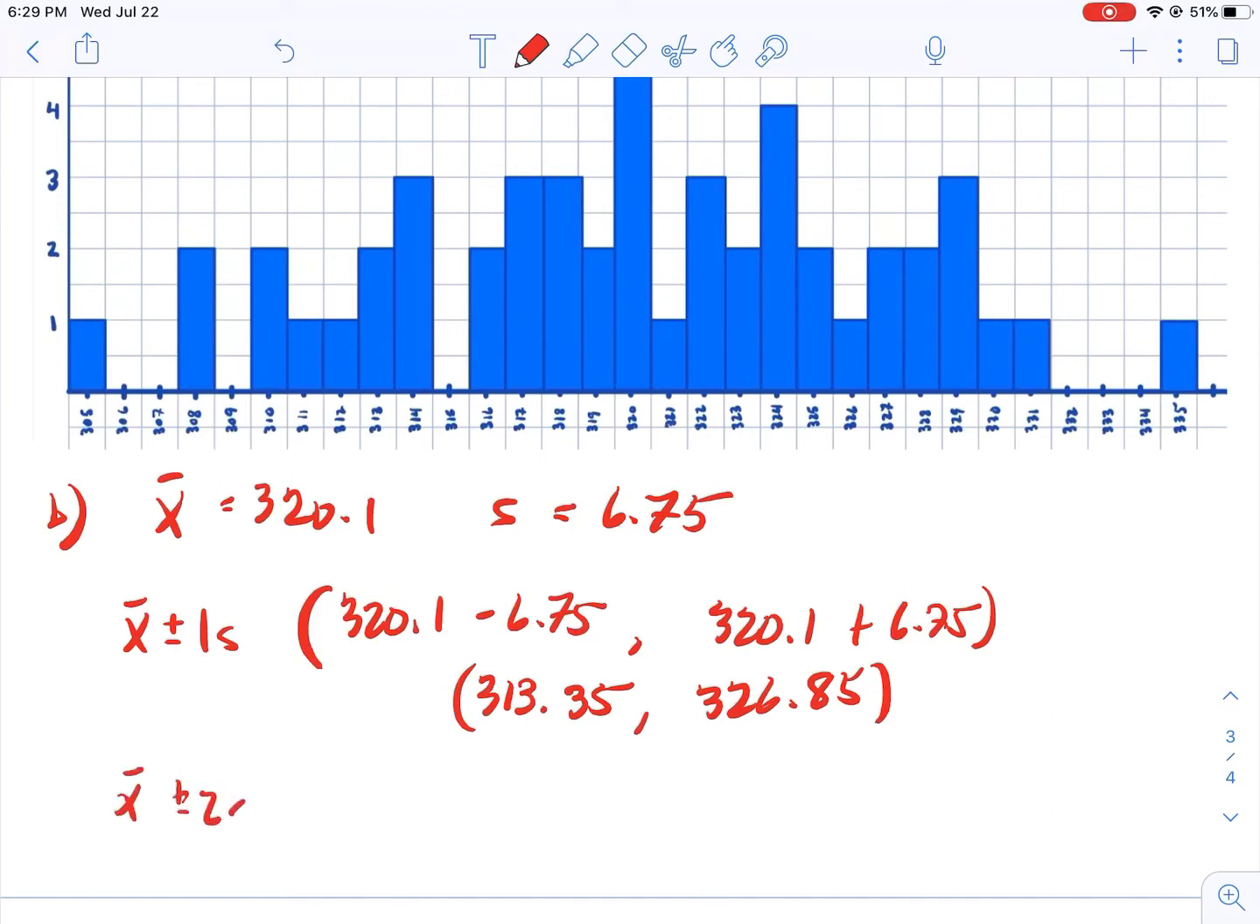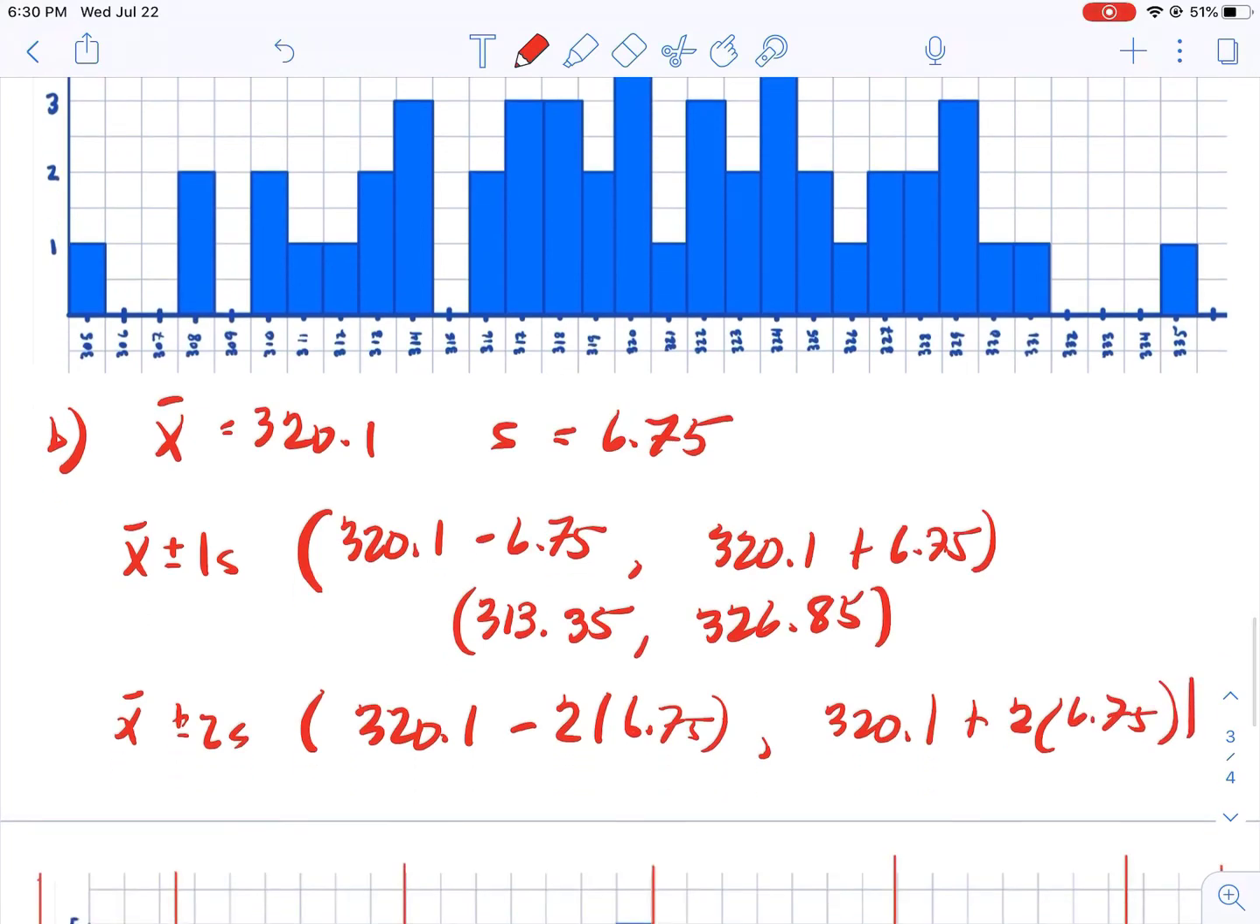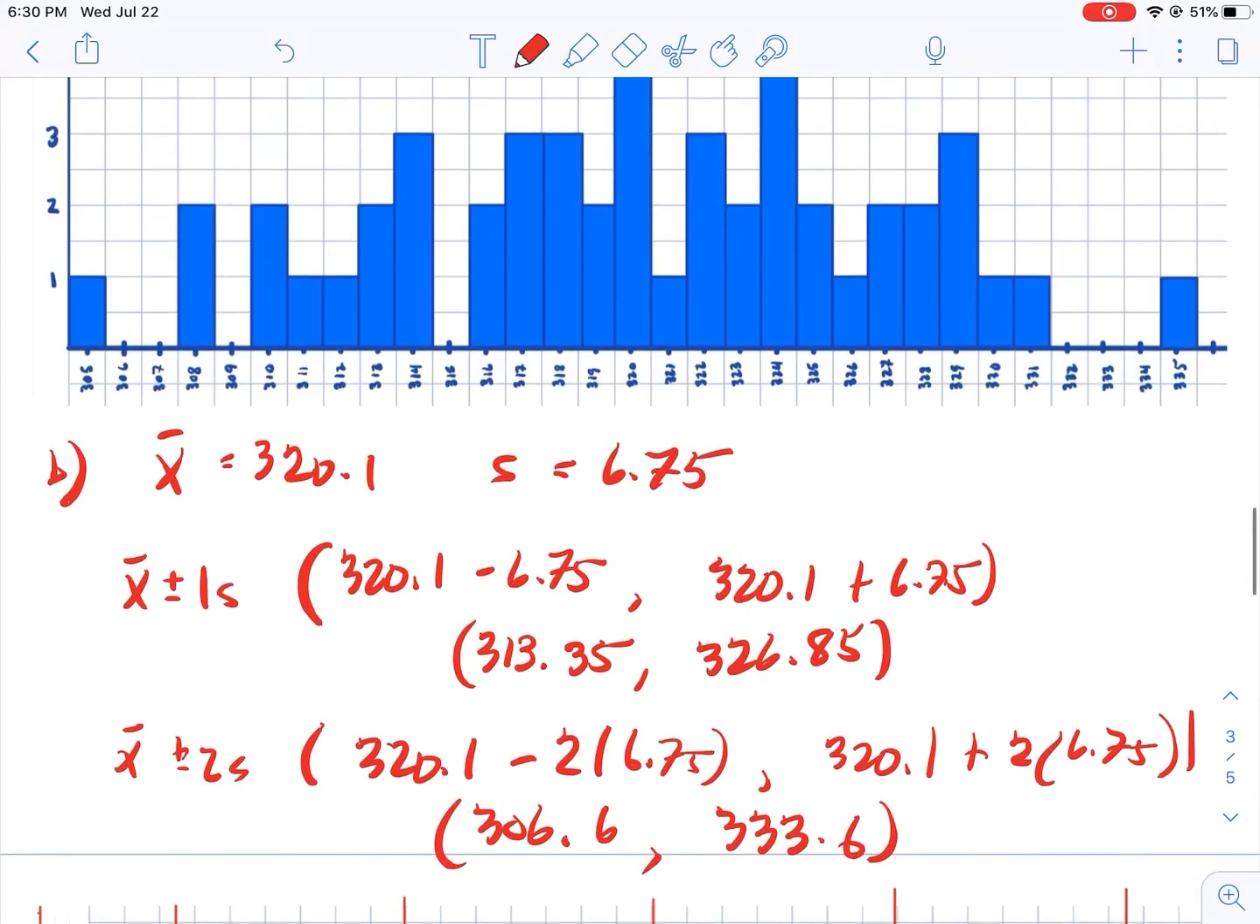I'm going to go ahead and do two standard deviations away. So here's 320.1 minus 2 times 6.75, and then 320.1 plus 2 times 6.75. Okay, and those values are going to be 306.6 all the way to 333.6. Okay, so I've got those values.